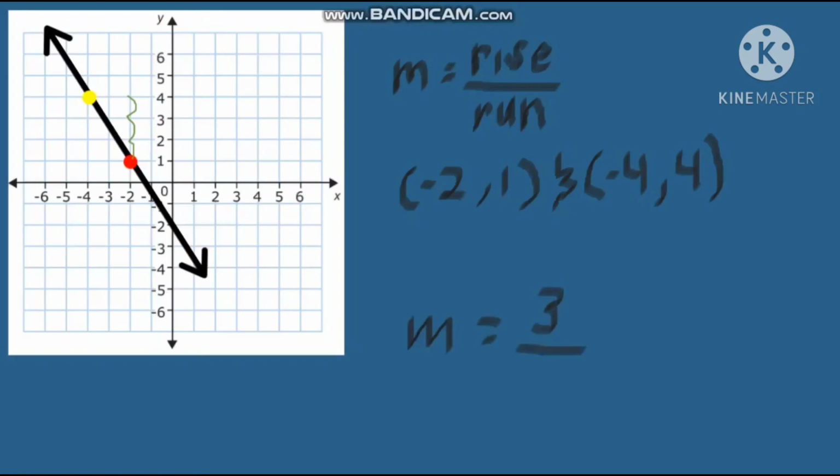Next is to go towards the second point. When you're going left, it will be negative, but when you're going right, it will be positive. In this case, we're going left 2 times. So we have our run as -2. And so our slope is 3 over -2. That's all.